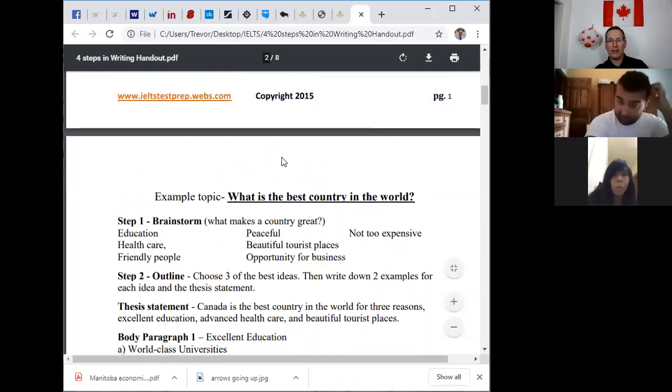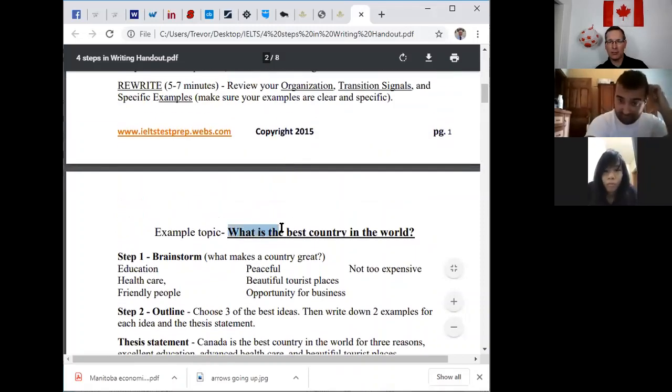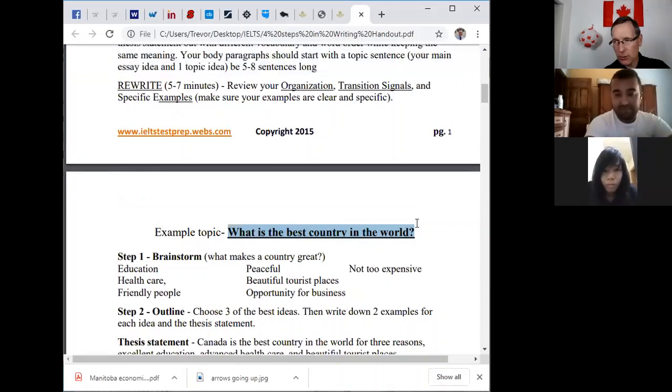So let's look at this question here. What's the best country in the world? So if this was the question on an exam, it's a little bit general for an IELTS question, but it's a good example to use. So what's the best country in the world? So Brainstorm, I identify the keywords and I start to think about what type of question. Well, so the keywords are best country.